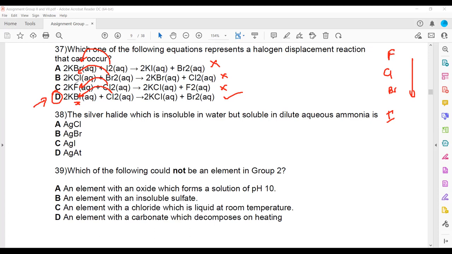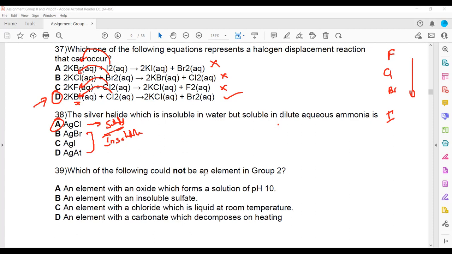Then we have silver halides, which are insoluble in water but soluble in dilute aqueous ammonia. So which one dissolves in dilute aqueous ammonia? This one, because in dilute, all are insoluble. So this one is soluble in both dilute and concentrated. So A will be the right answer.